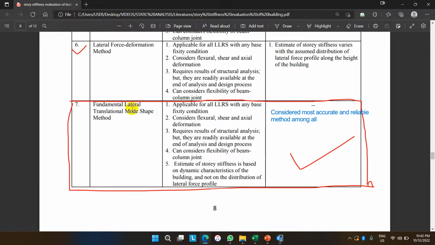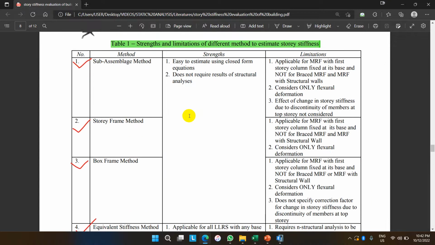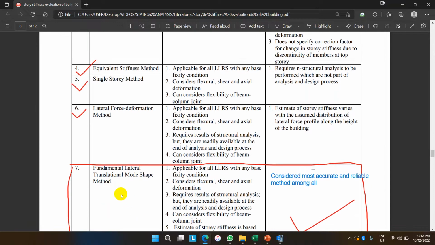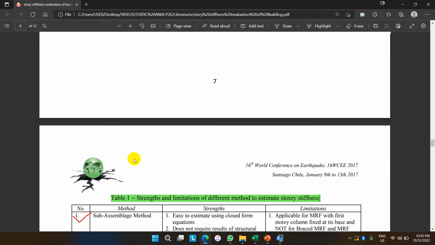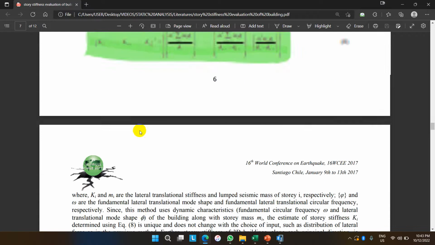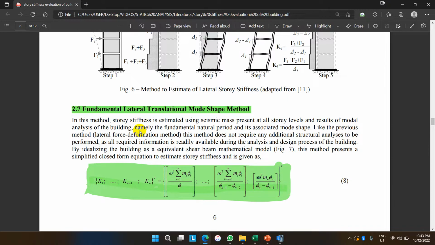Finally, the seventh one, called the fundamental lateral translational mode shape method, can be considered the most accurate and reliable method among all the methods, and we will be using this method to evaluate the story stiffness of the model which is presented in ETABS. In the fundamental lateral translational mode shape method, the story stiffness is calculated using the seismic mass present at all story levels and the result of modal analysis of the building, mainly the fundamental natural time period and its associated mode shape.